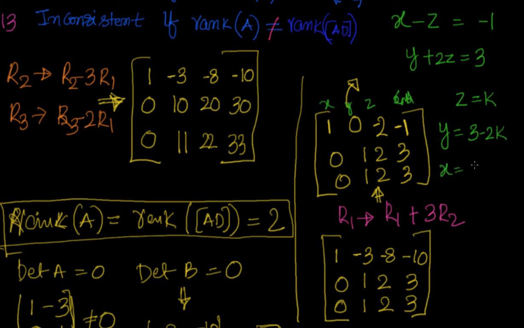and x equals minus 1 plus 2z, because x minus 2z equal to minus 1. So x equals 2z minus 1, that's nothing but equal to minus 1 plus 2k, or I can write it as 2k minus 1. So these are the infinite solutions you can have for this system of equations.